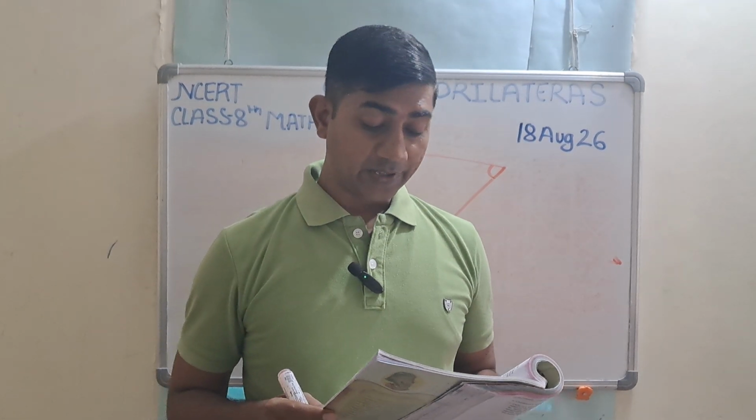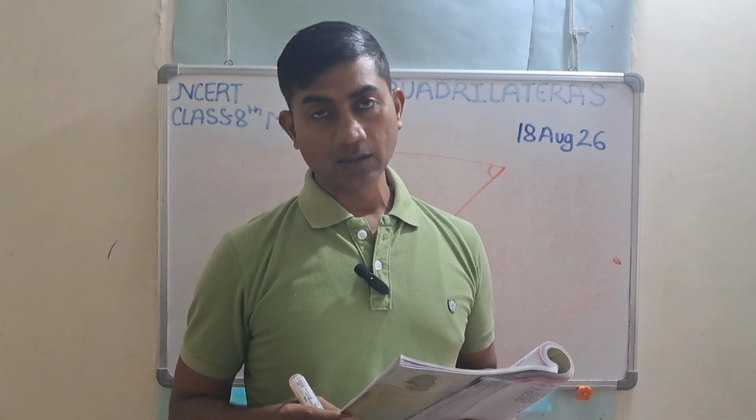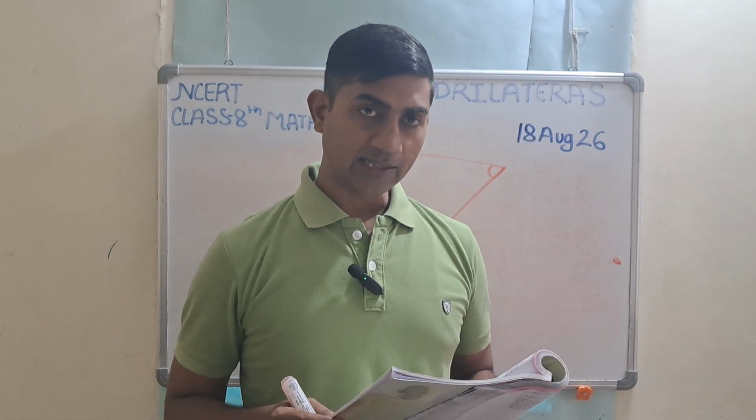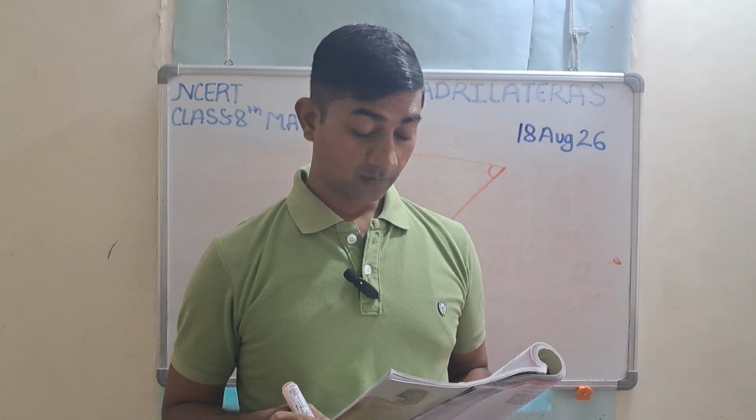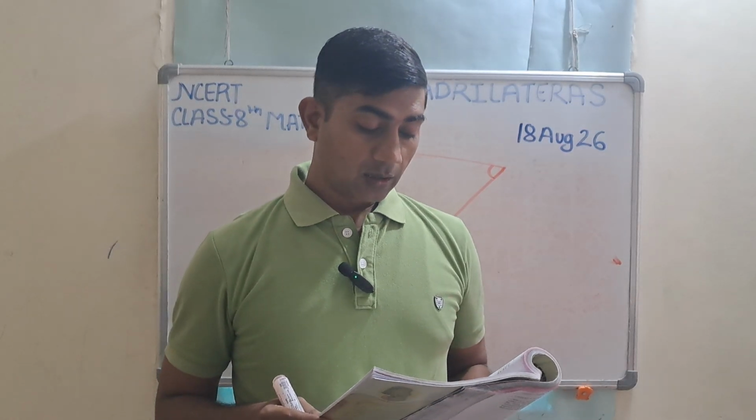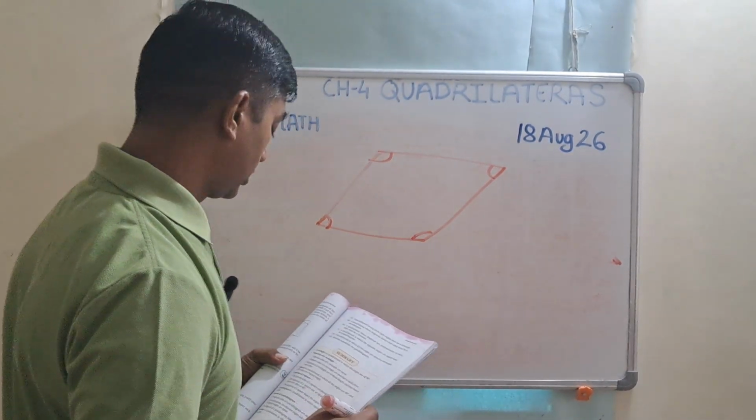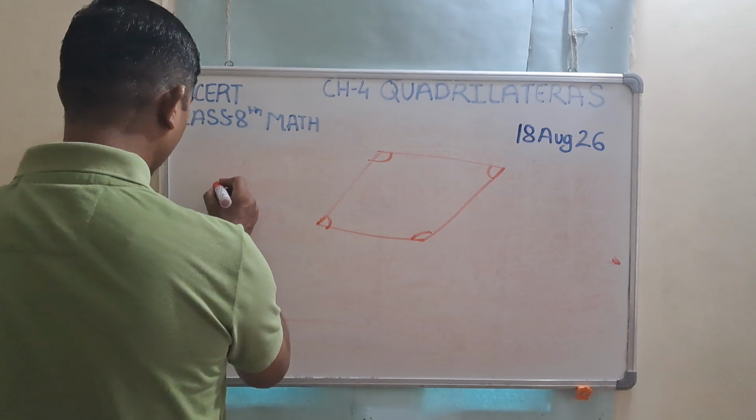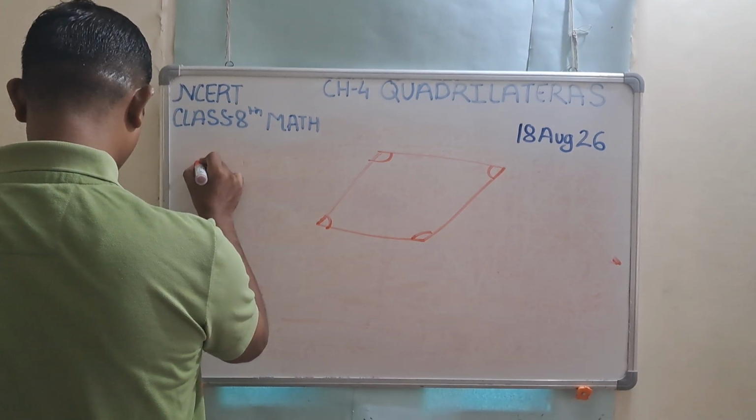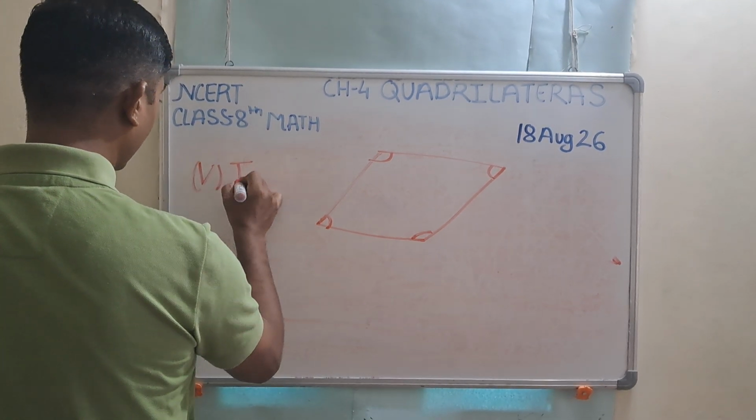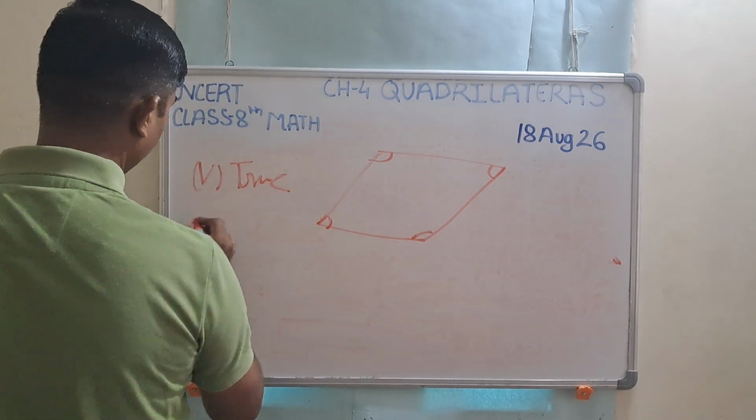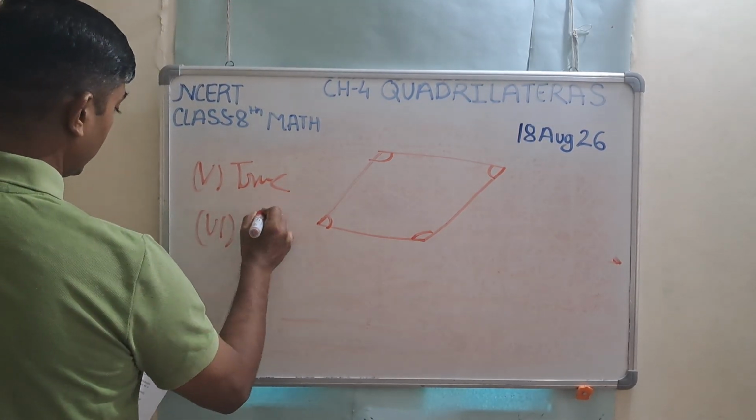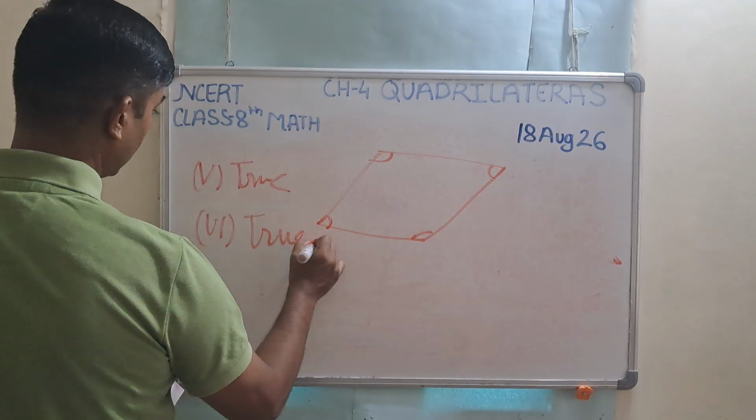A quadrilateral in which all angles are equal is a rectangle. Of course, when all the angles are equal, it is a rectangle, and a square is also a rectangle. So the fifth one is true, and the sixth is also true.